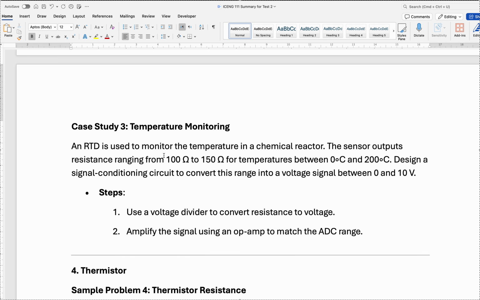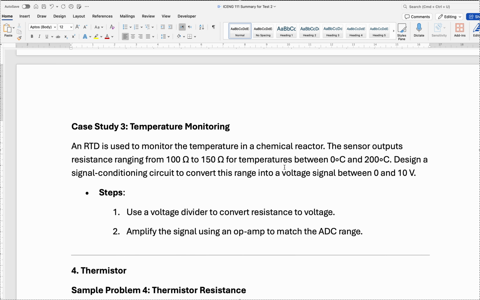Now, having an RTD used to monitor temperature in a chemical reactor. And why we call it a case study, because we want to put it in a case study. So you have a chemical reactor, which means a reactor that has a reaction, and the reaction is chemical. The sensor outputs a resistance change from 100 to 150 ohms. What we are trying to do is measure the temperature in the chemical reactor. When the temperature changed, the RTD resistance, the resistance temperature detector, changed from 100 to 150 ohms. Good, so I have R0 and I have RT, the final resistance, for the temperature change of 0 to 200.